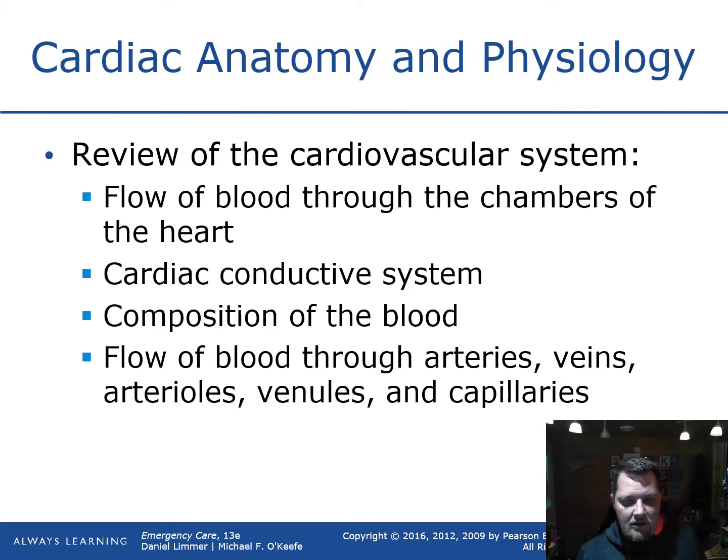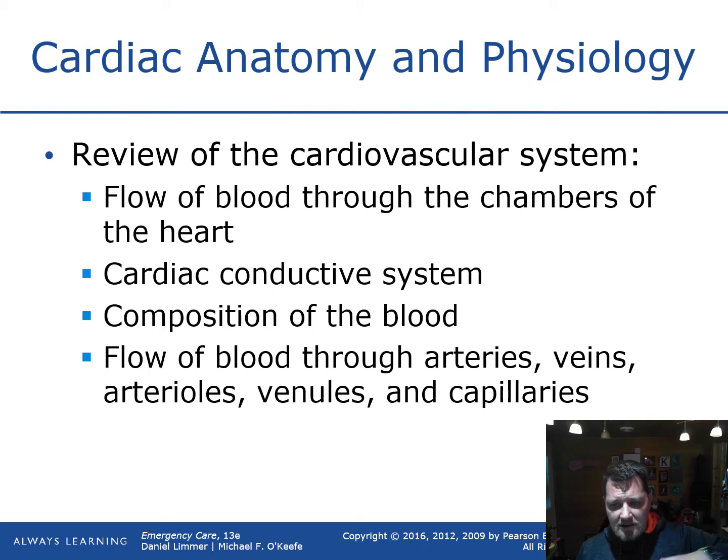Okay. So composition of blood. Remember, we've got white blood cells, red blood cells, plasma, platelets. All of that stuff makes up the blood. Plasma makes up a big part of it. That's the fluid that comes through the body. And then, of course, the flow of blood through the arteries, veins, arterioles, venules, and capillaries. So arteries go away from the heart, veins go to the heart, except in the case of the pulmonary arteries and the pulmonary veins. The pulmonary arteries go towards the lungs, and the pulmonary veins go away from the lungs.